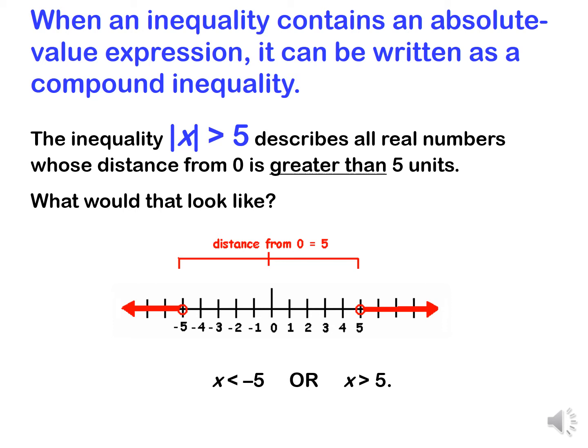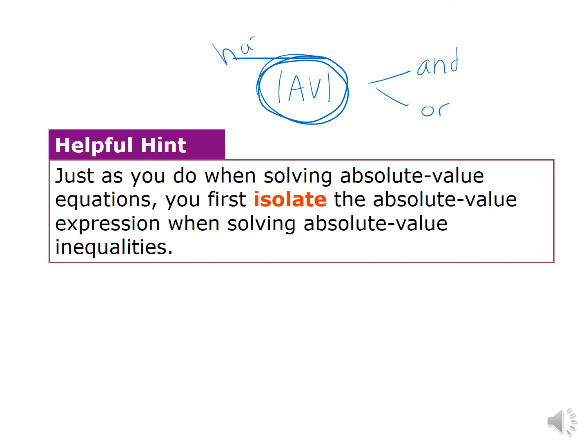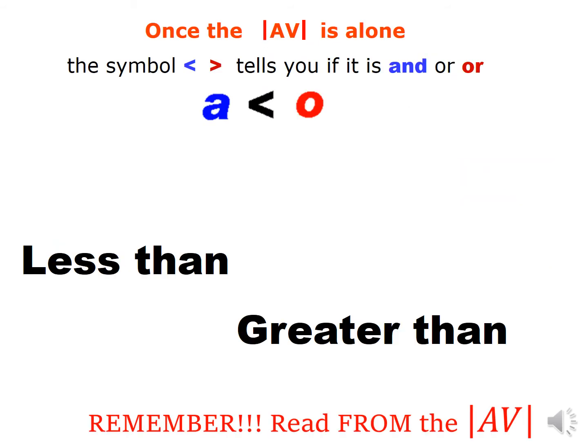So how do you remember this? Well, this is just a reminder that you want to isolate, so get your absolute value all by itself before you decide if it's an AND problem or an OR. It has to be alone. Okay? You can make all the moves you want before, but you don't decide if it's an AND or an OR problem until it's all alone. So, once the absolute value is alone, the symbol that is next to the absolute value tells you if it's an AND or an OR.